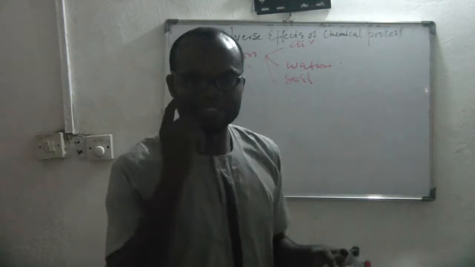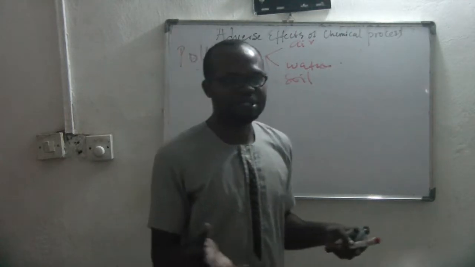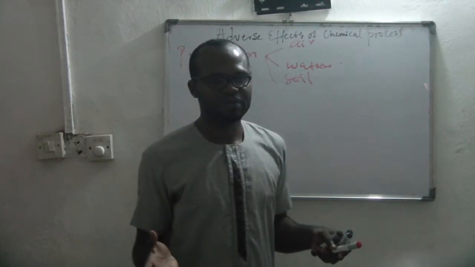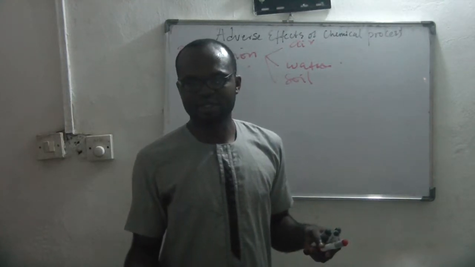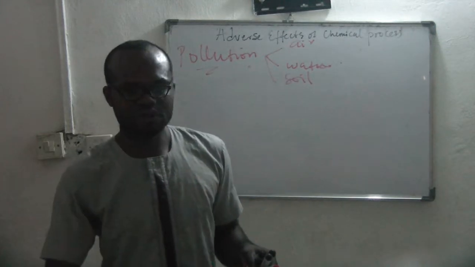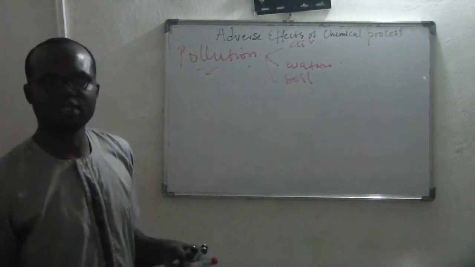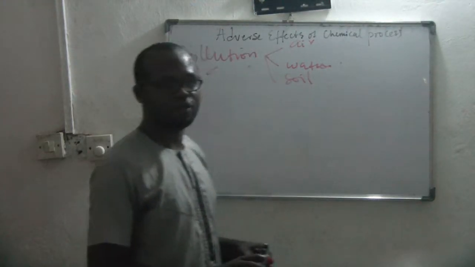Then when you go to places like the Niger Delta, you see them, they complain about their water. There are no longer fishes. When they plant, the crops cannot grow very well because their soil is what? Polluted. The water is polluted. So that is a very strong adverse effect of chemical process.